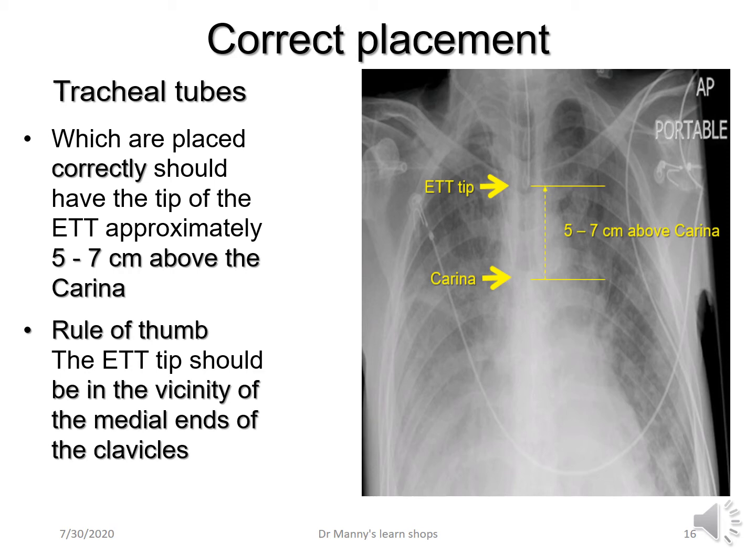You look at the tip of the catheter, and the catheter tip should be about 5 to 7 centimetres above the carina. Now, as a sort of rule of thumb, if you see the endotracheal tube tip, it should be in the vicinity around the medial ends of the clavicles. And that should indicate that it is placed correctly.